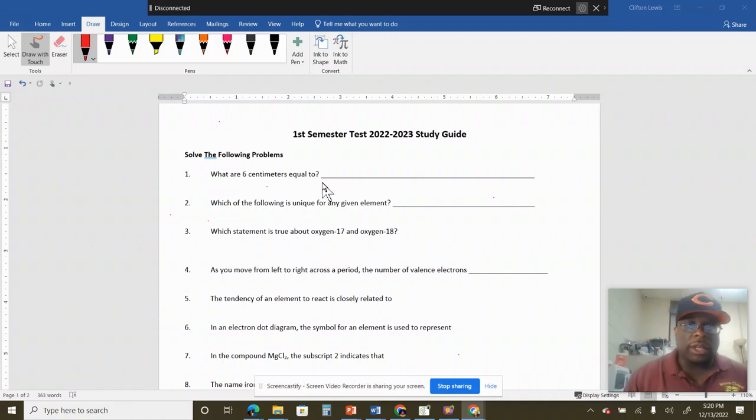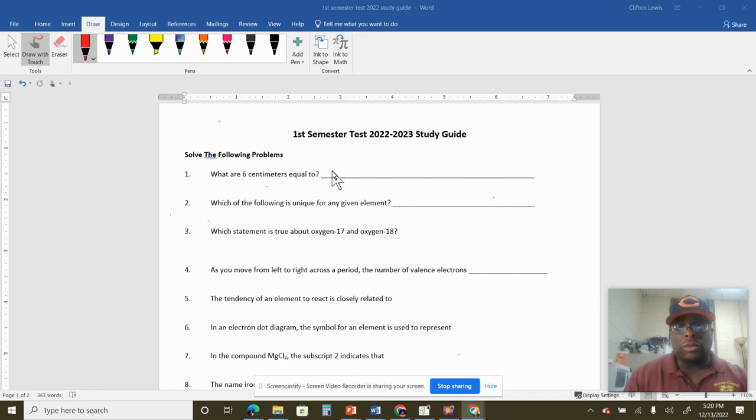Let's go ahead and go over this study guide for this semester test. Okay, so what are 6 centimeters equal to? Let's try to convert that to meters or millimeters. We can go either way. Big guy, little guy method. We did that before. So we have 6 centimeters to millimeters. Which one is big? Centimeter, that's a big guy. Negative second power. Milli, that's a little guy.